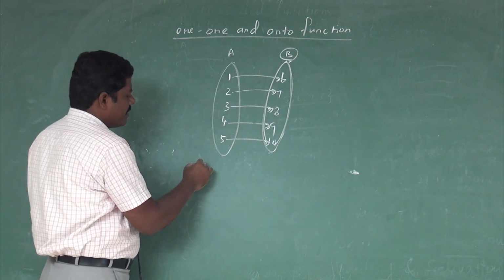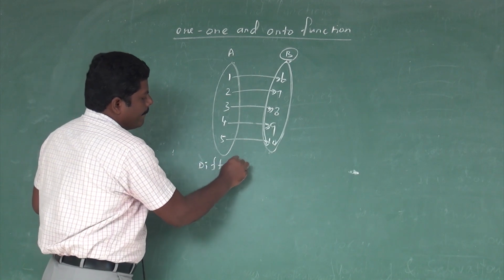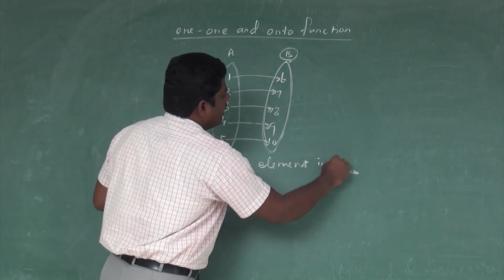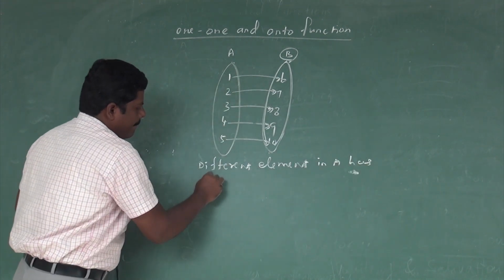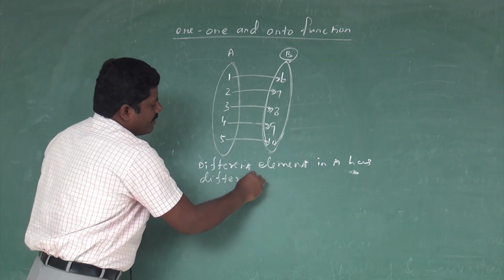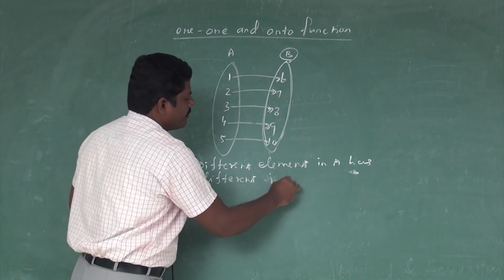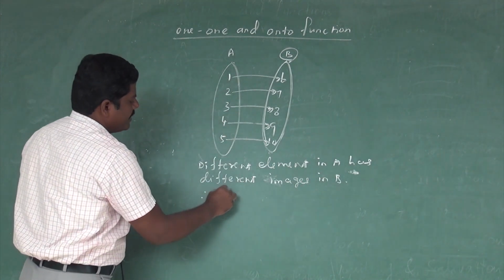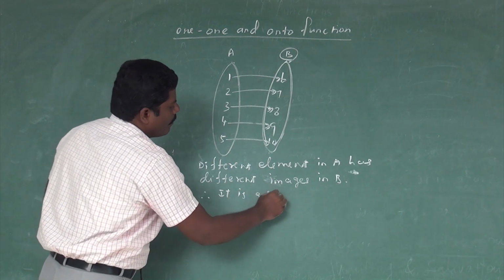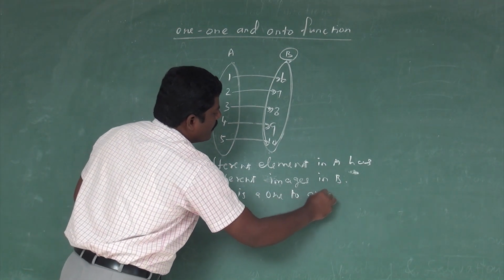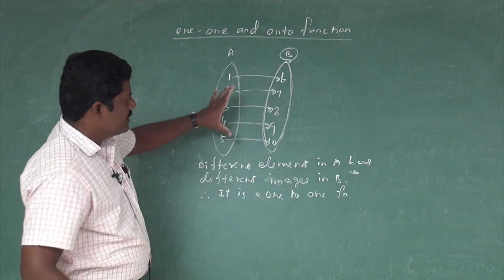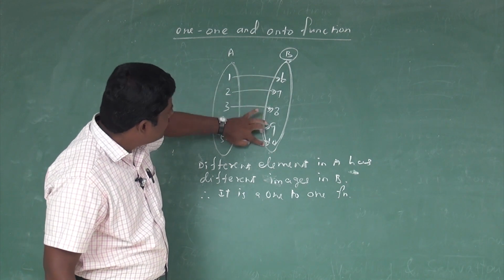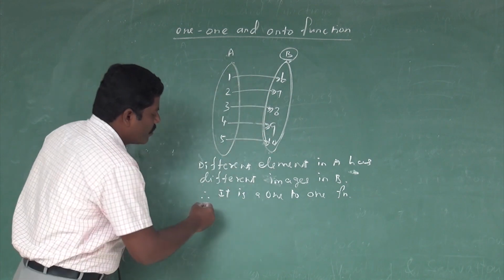Every different element in A has different images in B. Therefore it is a one-to-one function. Next, every element in the codomain has a pre-image in A. Therefore it is an onto function.